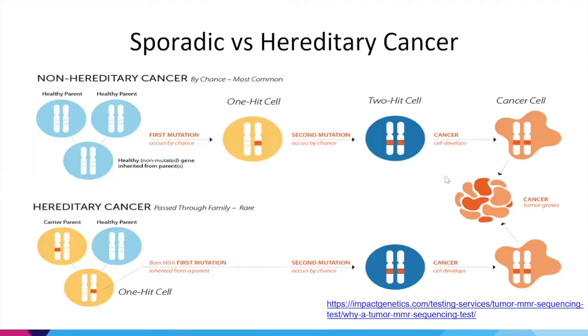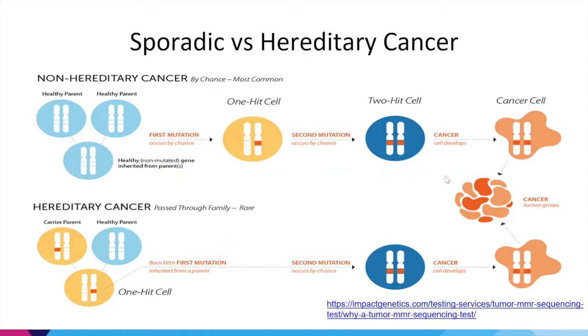So when we think about sporadic versus hereditary cancer, just the molecular background, in sporadic cancer, we would think about someone having two working copies of every gene, and over time, they accumulate a mutation, but they still have that second copy and a second layer of defense. But over time, they accumulate a second mutation, and that's when a tumor can develop. This is known as the two-hit hypothesis.